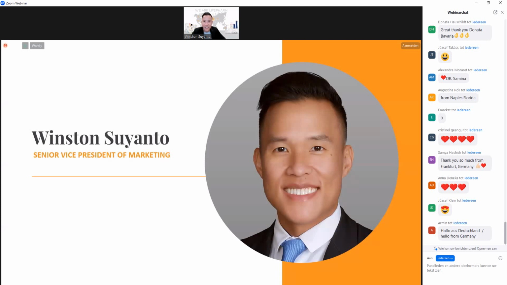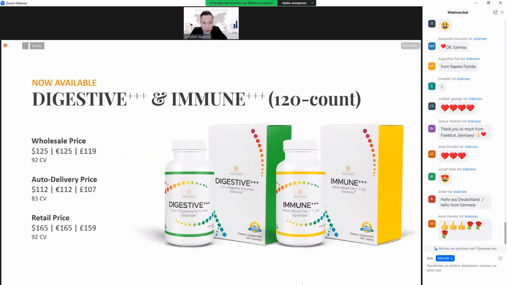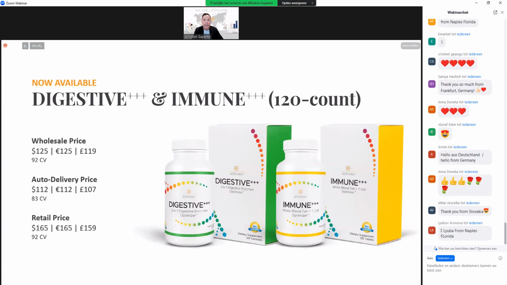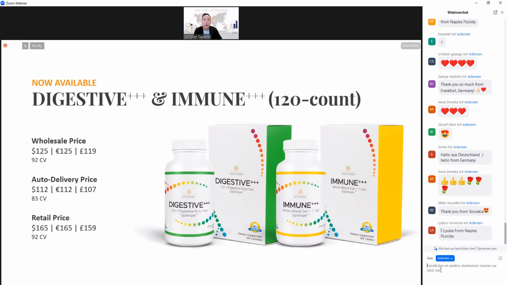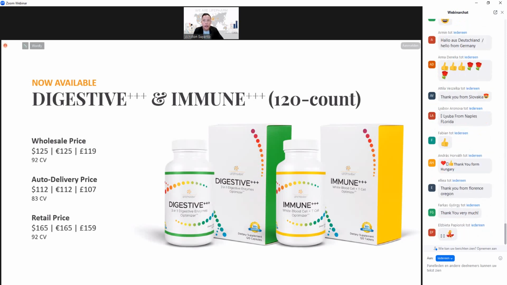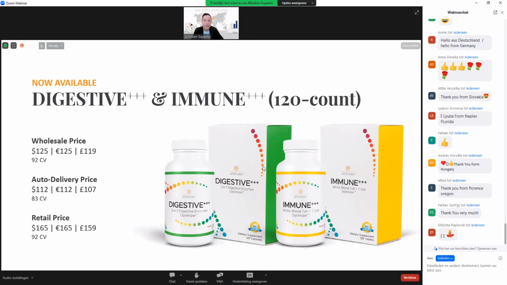So the biggest thing that we're launching today is our digestive and immune 120 count, right? This has been a long time coming, and a lot of people have requested this from us. The benefit of getting a 120 count is that you get a discount. You get an 8% discount versus ordering the 4 individual bottles of digestive. You can see the prices here that I have listed on the screen. If you go on auto delivery with one of these bottles, you get an additional 10% discount.